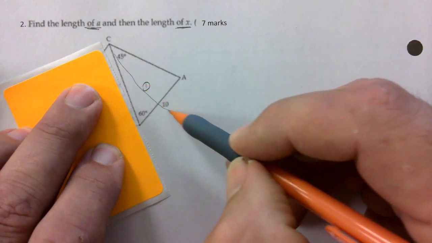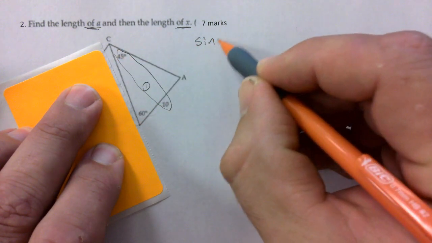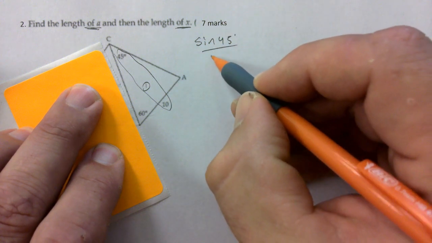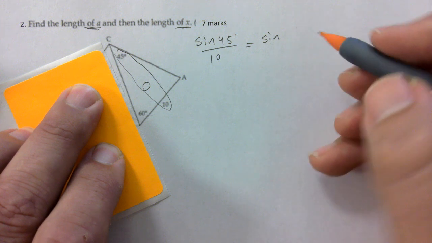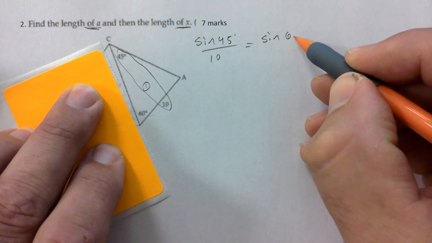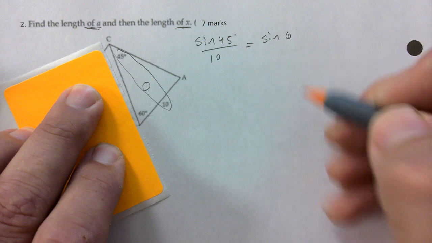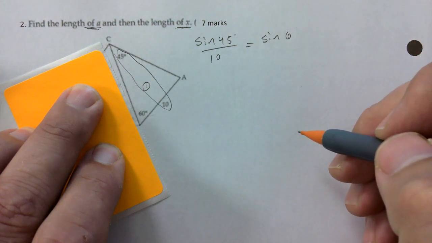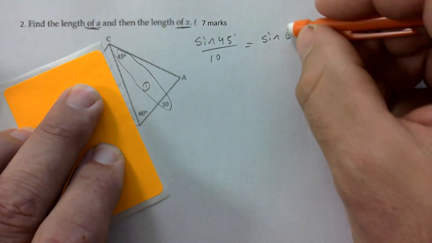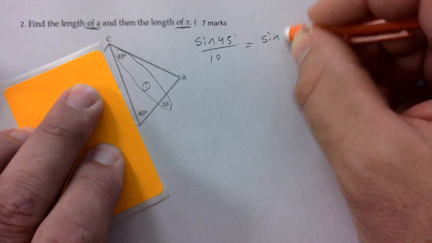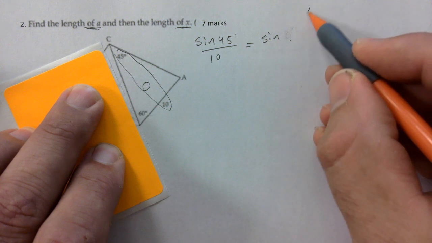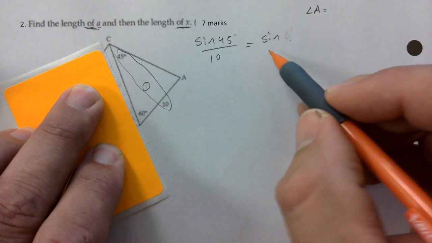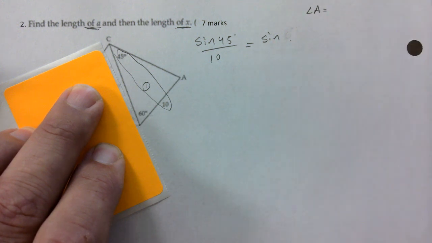I have a pair, so I'm going to use sine law. So sine of 45 over 10 is equal to sine of 60. No, sorry. What am I doing here? No, sorry. I got it now. I was sidetracked. I need to find angle A, right, to find side A. So I'm going to do that here. Before I do this, that's how your brain should work too, right? You should catch yourself.